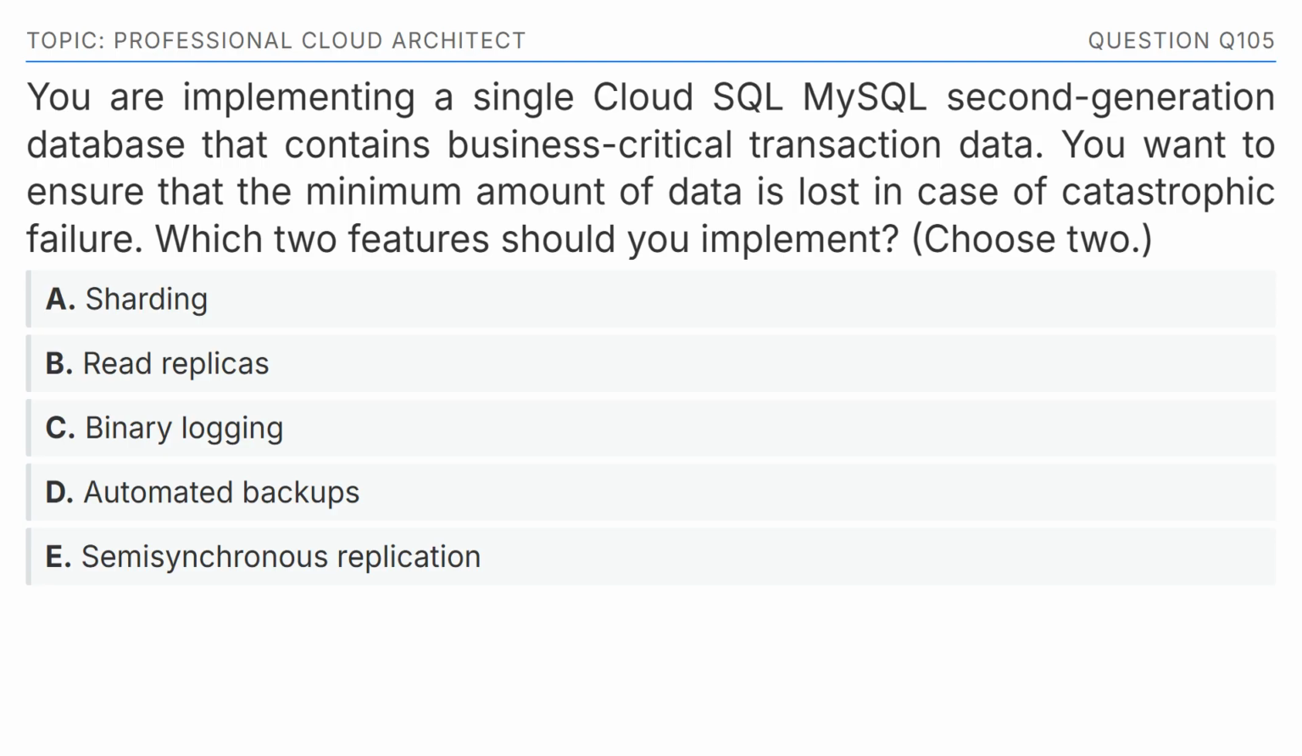Choose two. The options are: Option A, sharding. Option B, read replicas. Option C, binary logging. Option D, automated backups. Option E, semi-synchronous replication.